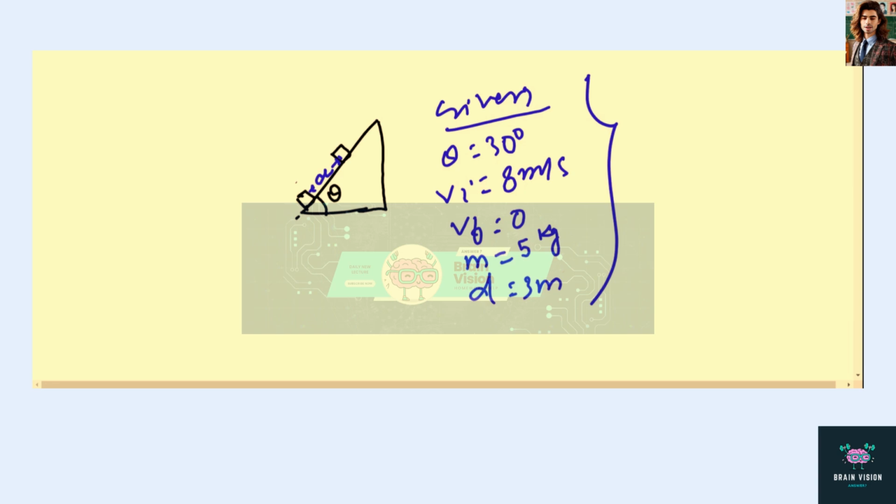This question is asking that a block is moving 3 meters on the inclined plane, and after that the block comes to rest. So in this part, we have to calculate the change in kinetic energy.